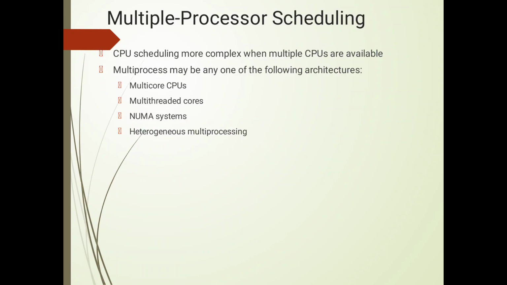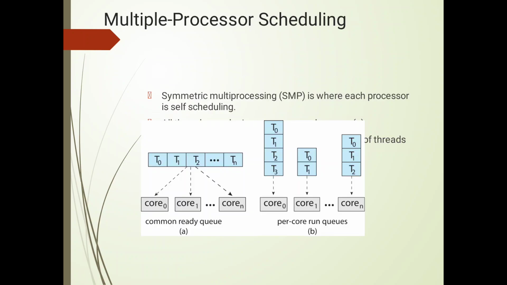In multiple processor scheduling, CPU scheduling is more complex when multiple CPUs are available. Multiprocessor may be any one of the following architectures: multi-core CPUs, multi-threaded cores, NUMA systems, and heterogeneous multiprocessing.